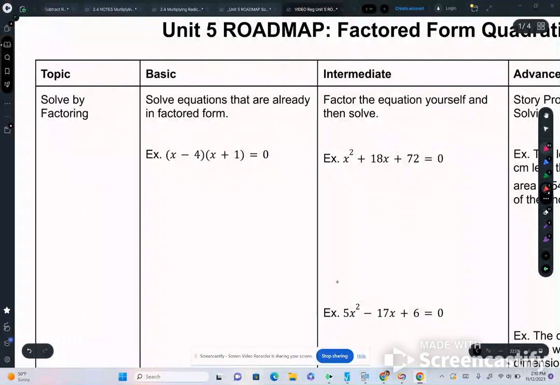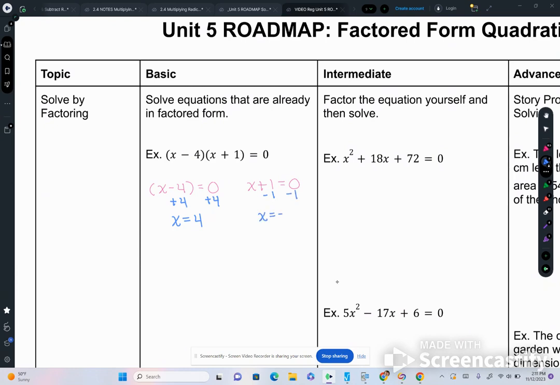And so all we need to do is take our parentheses, set them equal to 0, I need parentheses there, and then we're going to solve. So if this is minus 4, then we do the opposite, which is add 4. So we get x is equal to 4. And here we're going to subtract 1. And so we get x is equal to negative 1.